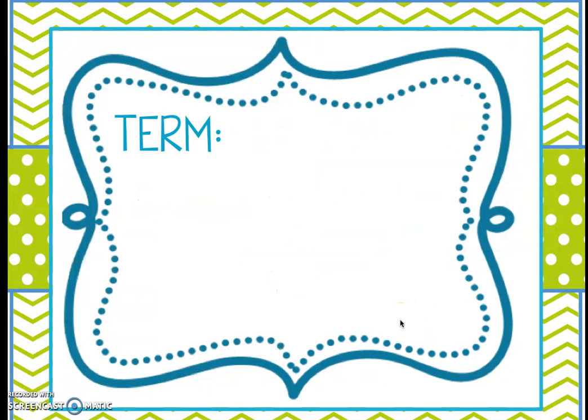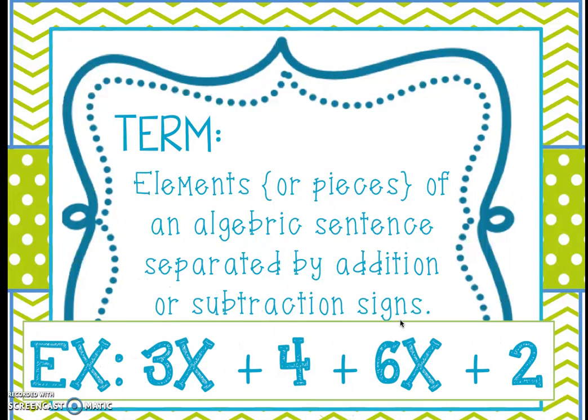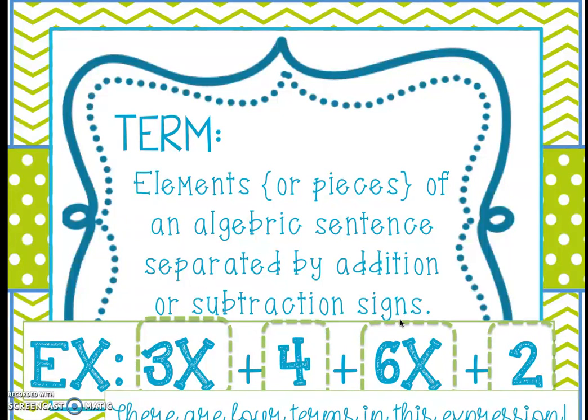All right, so the last one we're going to talk about is a term. A term is an element or a piece of an algebraic sentence separated by addition or subtraction signs. So really it's just a piece of an expression. If you look at this example, we have 3x is a term all by itself. The whole thing together is a term because the whole thing is a component or a piece of the expression. 4 is a piece, so that's a term. 6x is a piece. Same with 2. So in this expression, we have 4 terms total.